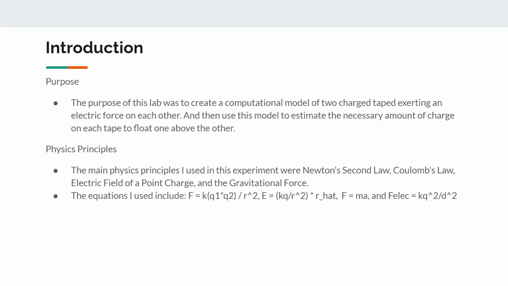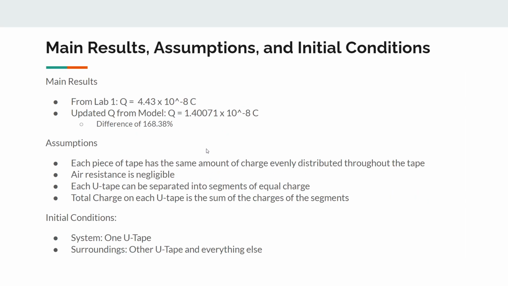The equations I used included F equals k times q1 times q2 over r squared, E equals kq over r squared times r hat, F equals ma, where ma is gravity, and F electric is equal to kq squared over d squared.